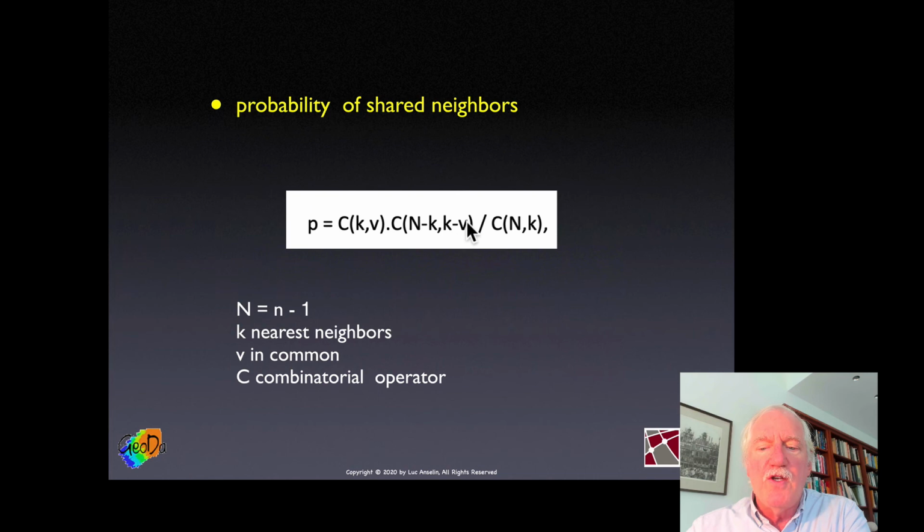This K is the number of nearest neighbors. V is the number of neighbors we have in common. N is actually N minus 1, because remember it's conditional upon the value you observe. So these are the remaining ones. And this is the difference between K and V. So as V goes up, this becomes smaller. And then this is the overall combination of N minus 1 into groups of K. So we want to find out what is the probability of a shared neighbor. And this is a quick and dirty measure of significance. It allows us to simplify the graph.